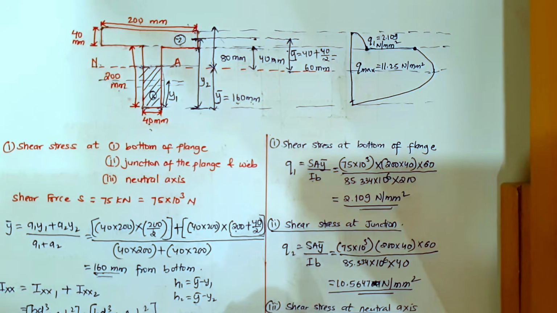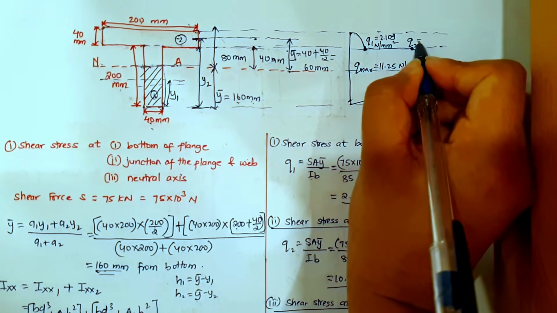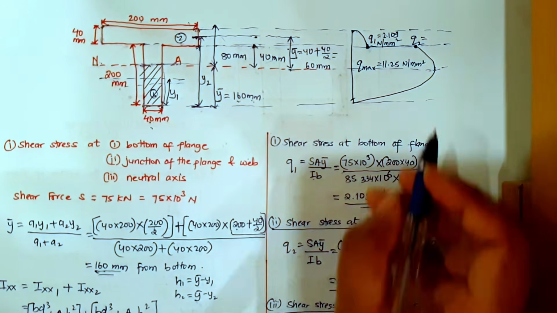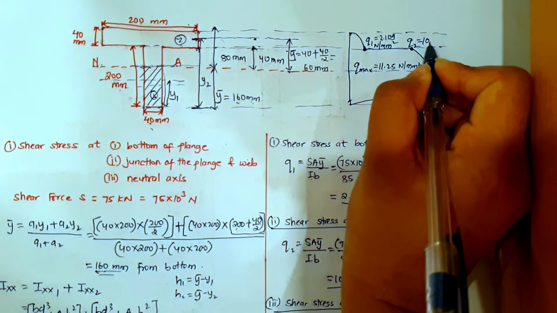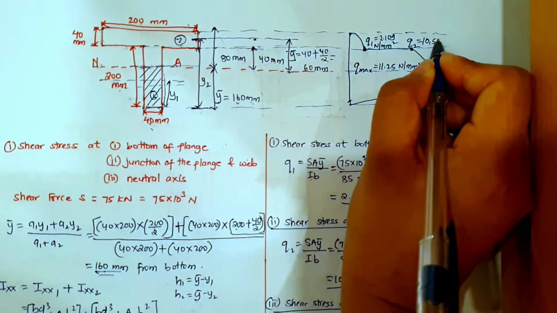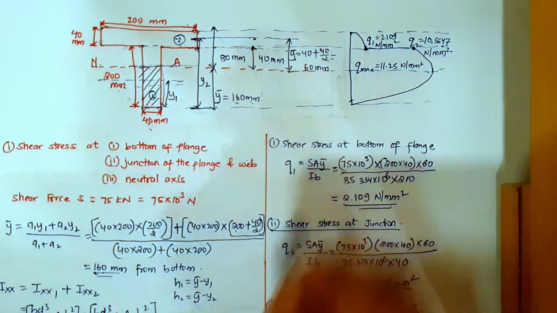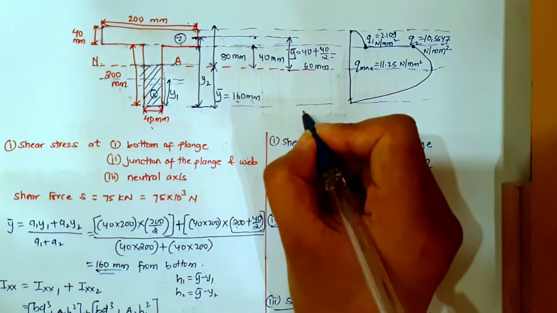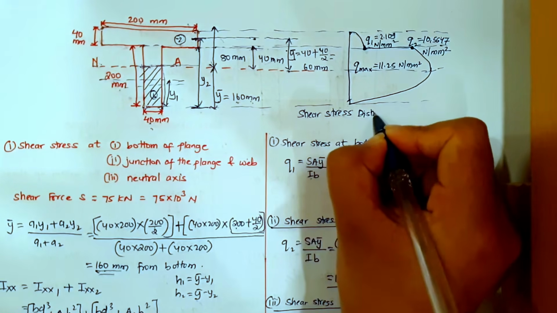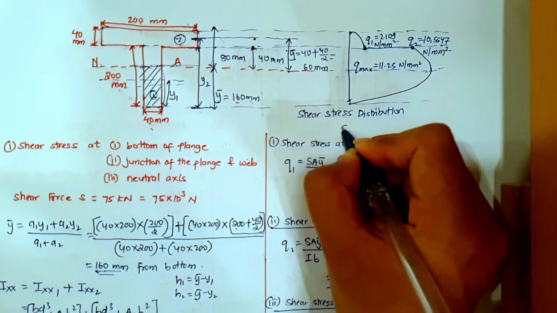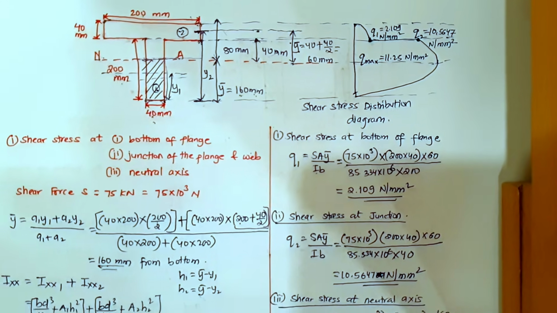And this portion is the shear stress at the junction, which will be equal to Q2. And how much Q2 did we get? Q2 was equal to 10.5647 Newton per mm square. Okay, and what is this? This is a shear stress distribution diagram. Okay, so I hope this numerical is also clear.